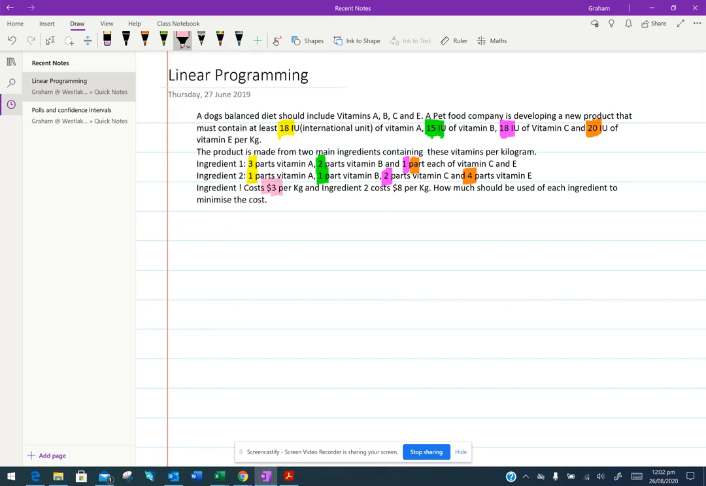Ingredient 1 costs $3 per kilogram, and ingredient 2 costs $8 per kilogram. So having done all of that, I'm now ready to start writing my constraints. The first thing I need to do is define my variables.